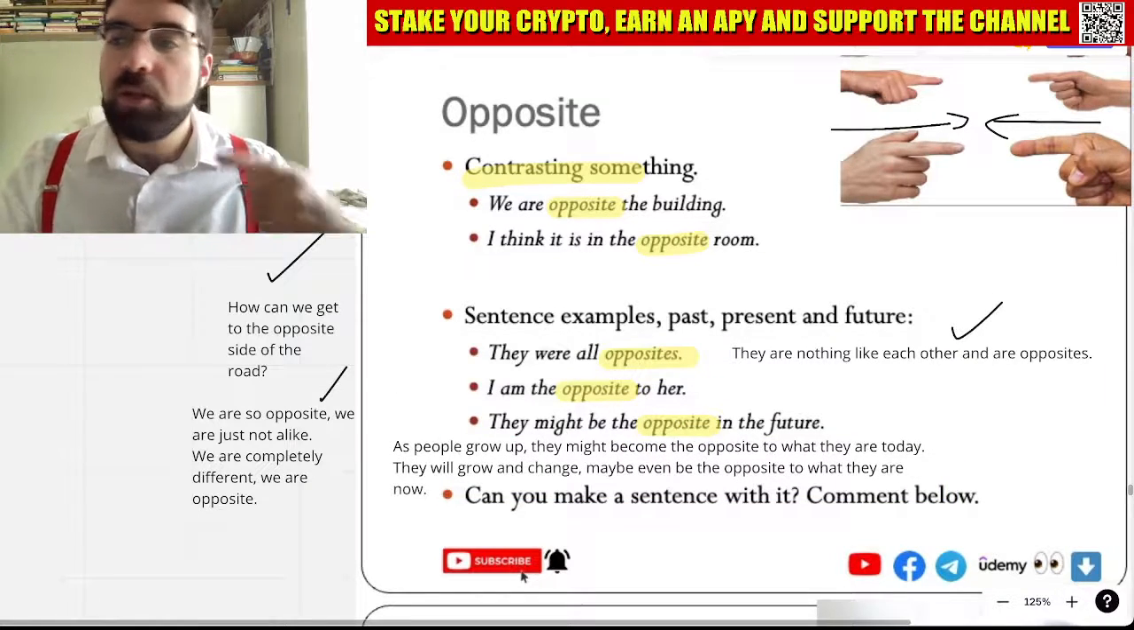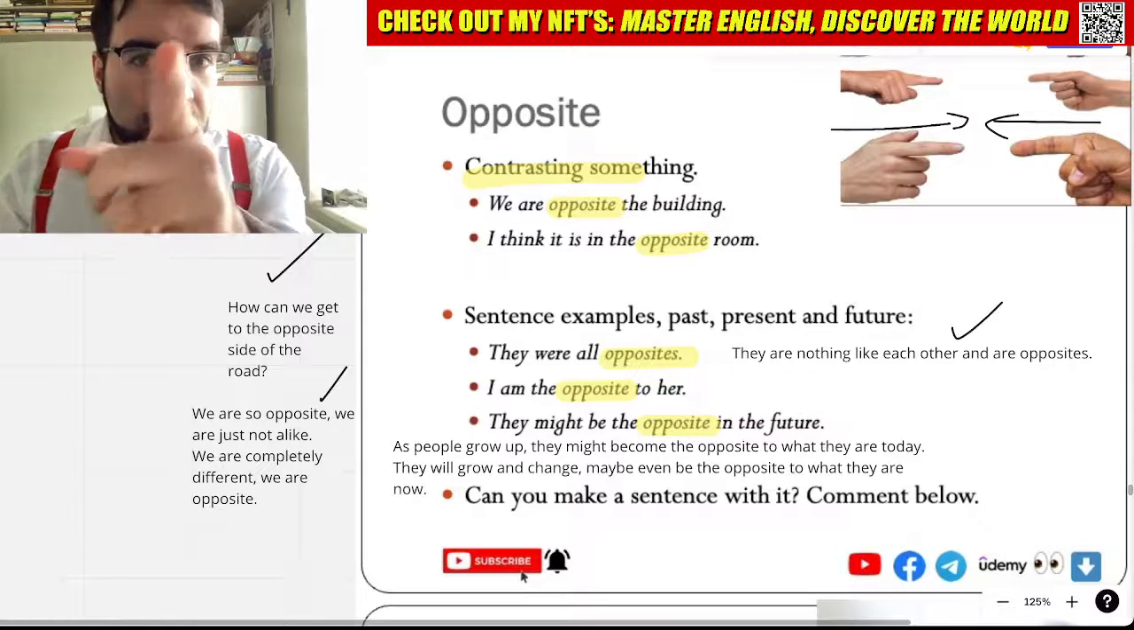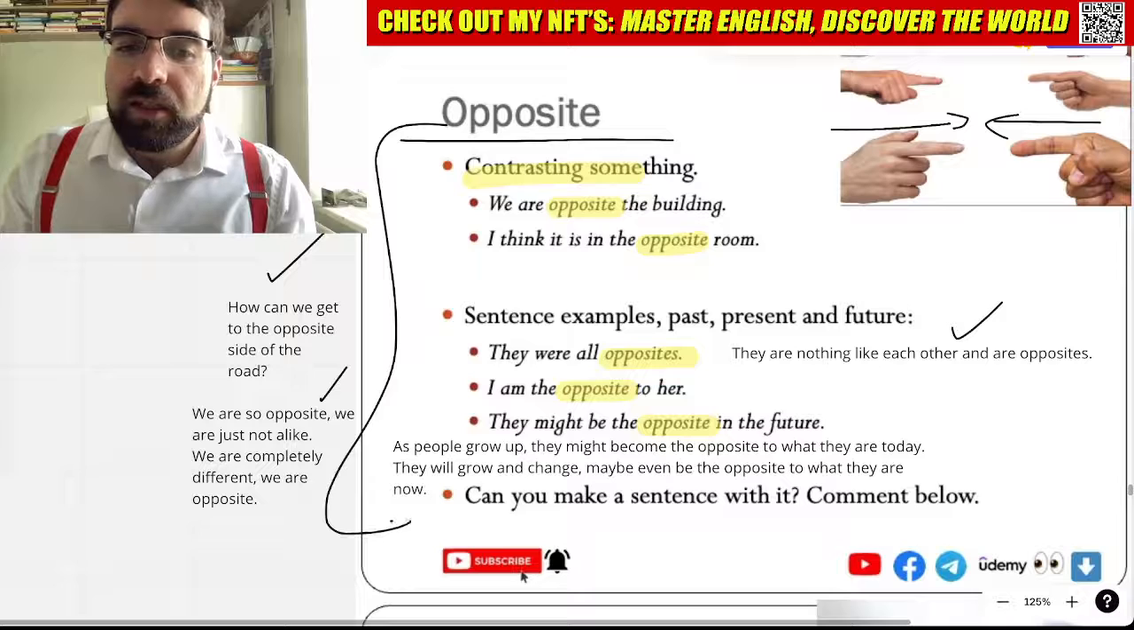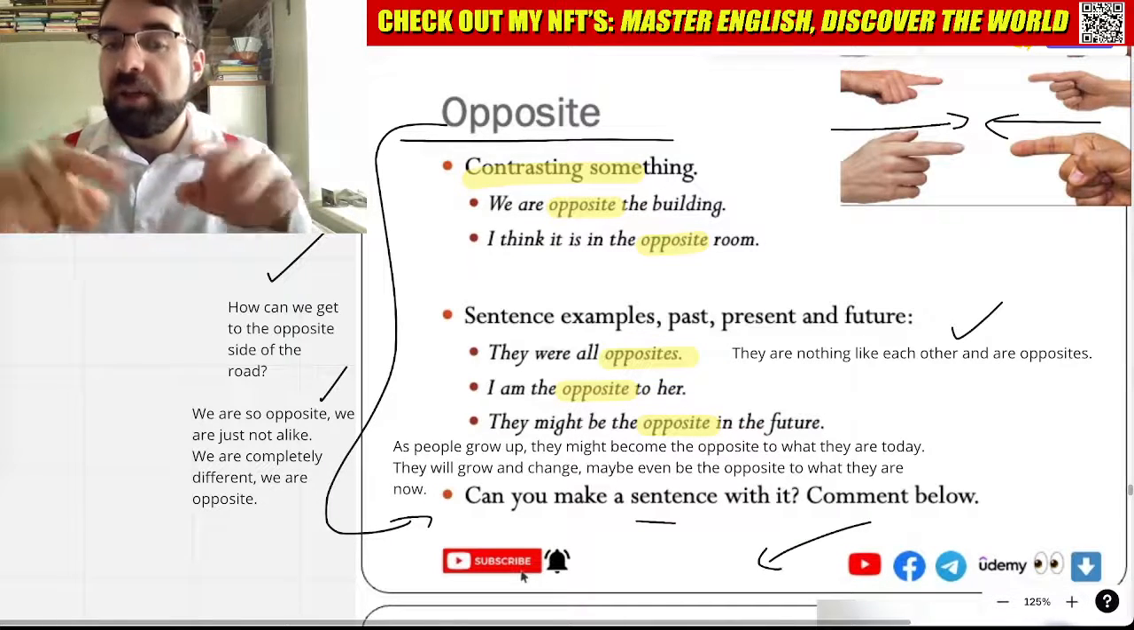Opposite. Now, can you use opposite in a sentence? Can you write it in the comments below?